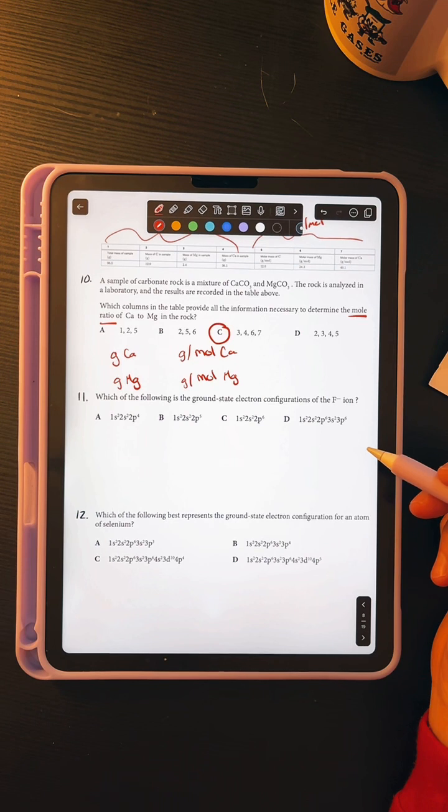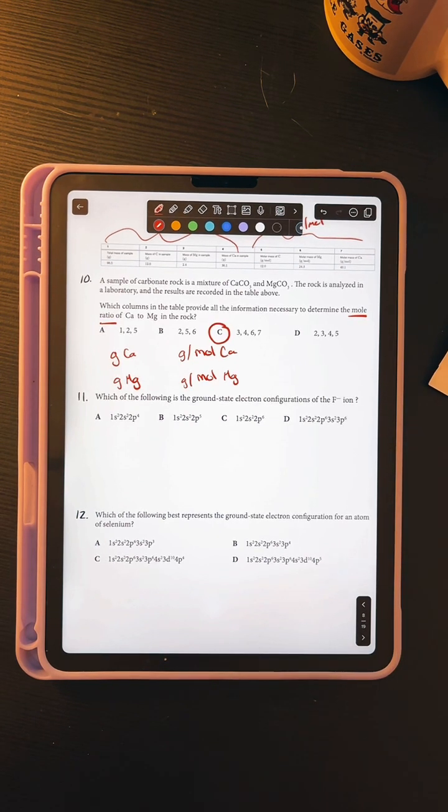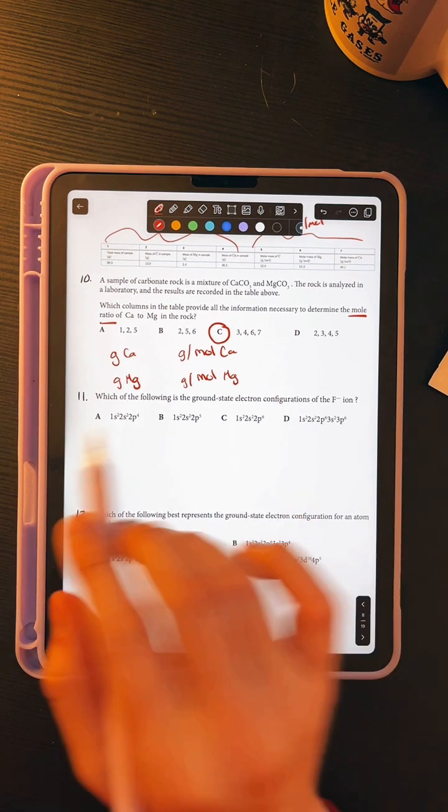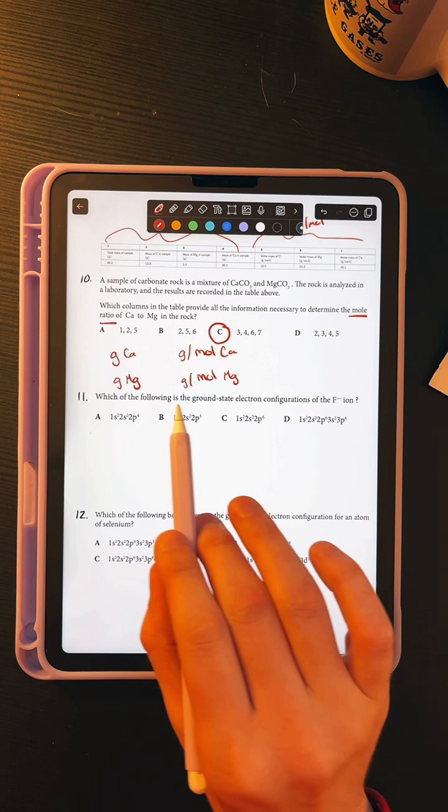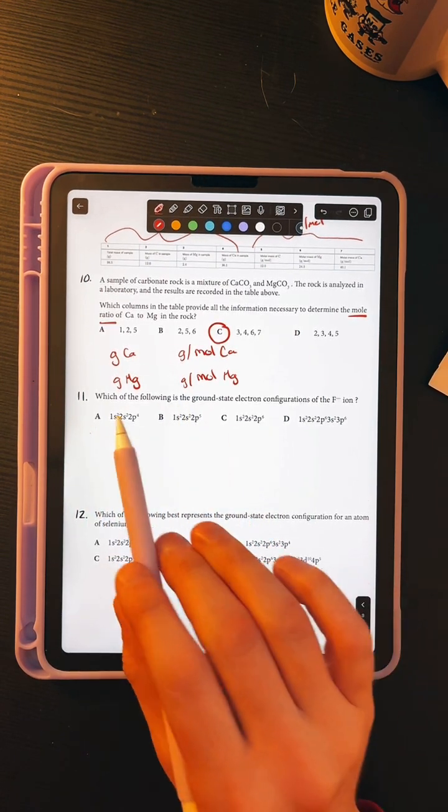Strontium, very cool. Strontium we use in our solubility rules. In any case, let's go on to number 11.